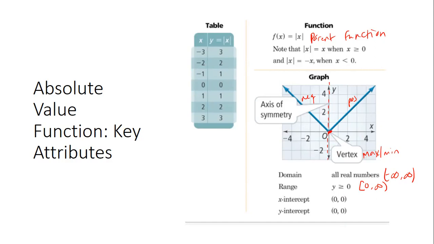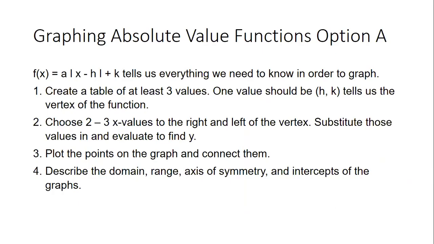You are the calculator. You are the graphing calculator, and we're going to go over the ways to graph absolute value functions. So up first, we have option A. Option A is when you have an absolute value written in the form of the absolute value of x minus h plus k. It tells us everything you need to know about the graph in order to graph it. What we're going to do is the table method right now. We're going to create a table of at least 3 values. One value should be your h, k, your vertex. So h, k is your vertex.